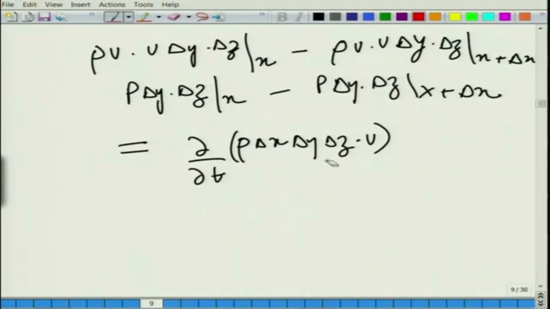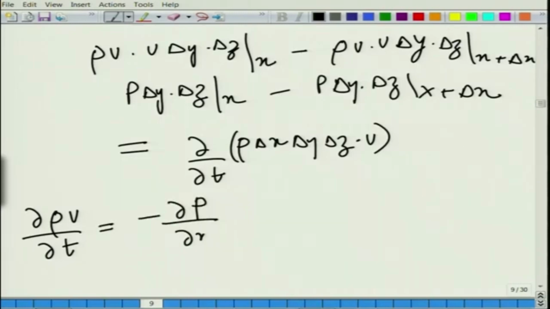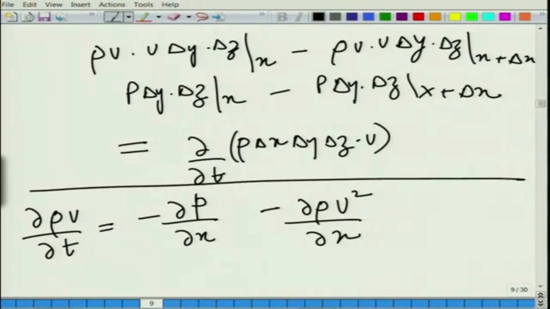and the time rate of change of momentum is your force. So, basically what we do now is we divide throughout by the unit volume, that is delta x into delta y into delta z, the product of that. And we simplify the terms a bit. So, we will get minus del p by del x minus del rho u square by del x, this thing.